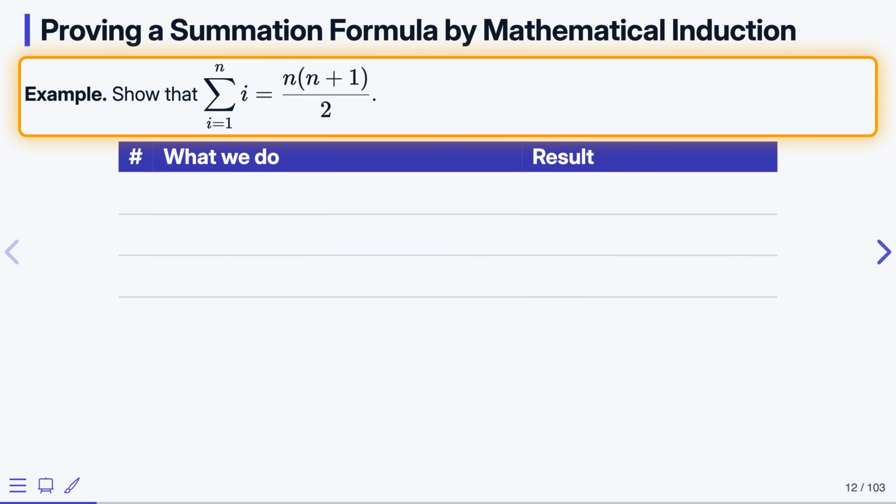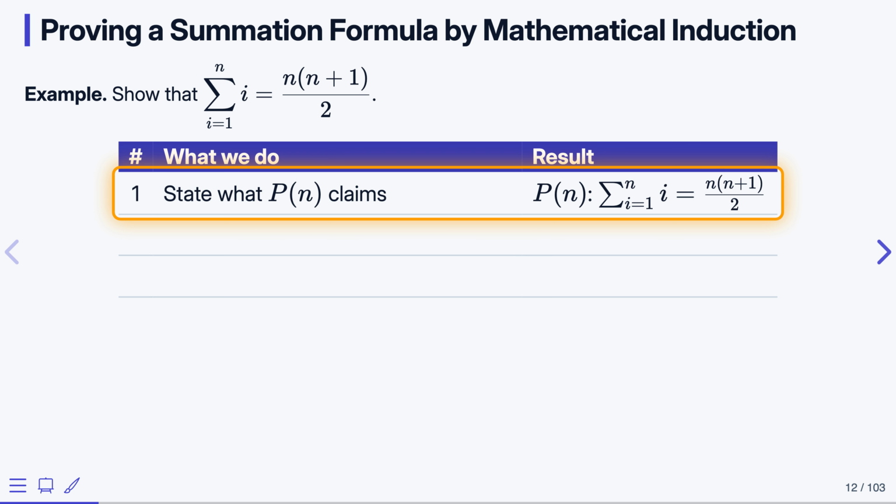Let's prove our first formula. It says the sum of 1, 2, 3, and so on up to n equals n times n plus 1 over 2. Step 1. Write down P of n. It says the sum from i equals 1 to n of i equals n times n plus 1 over 2. Always write this line first.